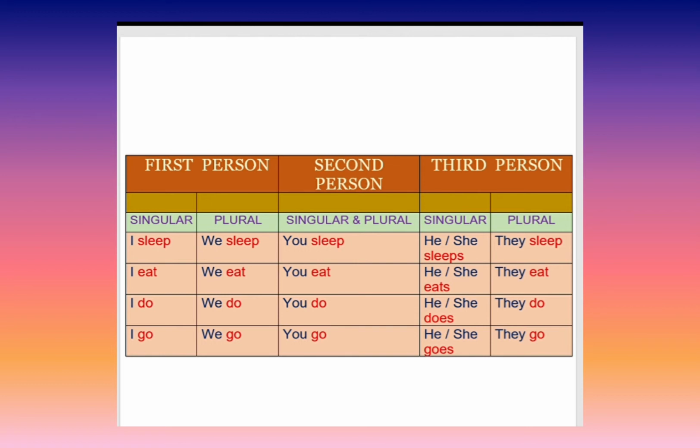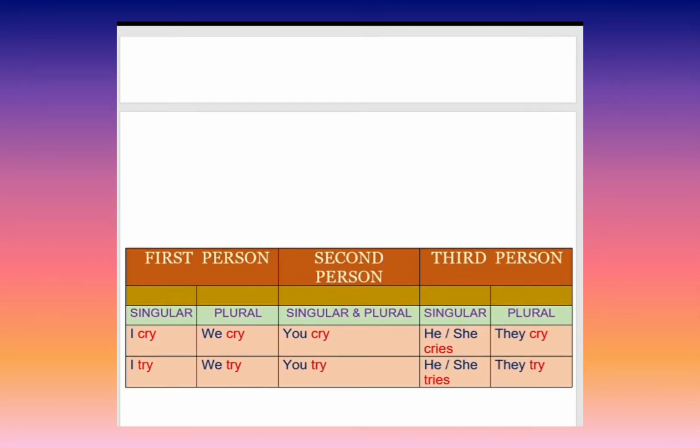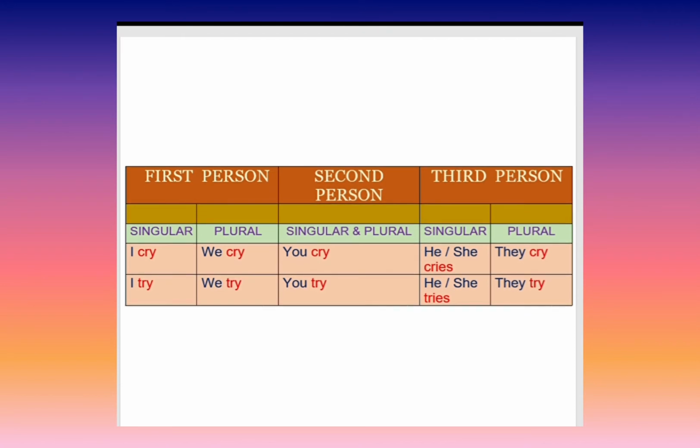Now to show that a verb that ends in a y is in the present tense, we either use the verb as it is or usually drop the final y and add ies to the verb. Now look at these words here. I cry, we cry, you cry, he cries, she cries, they cry.